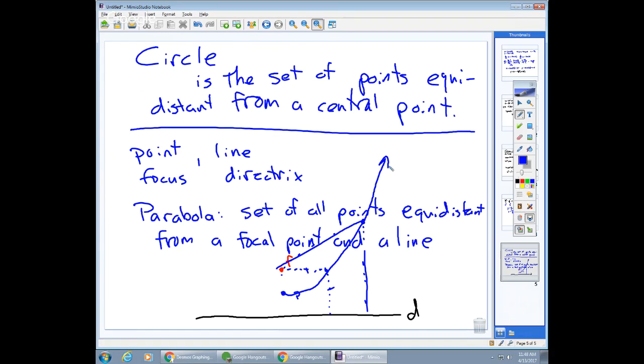Okay. So next class, we'll actually take that definition, pick a line for the directrix, pick a point for the focus, and see if we can use this definition to come up with the equation of the parabola that has that particular directrix and focal point. Okay. Who cares about the directrix and the focal point? Why are you wasting my time on this?